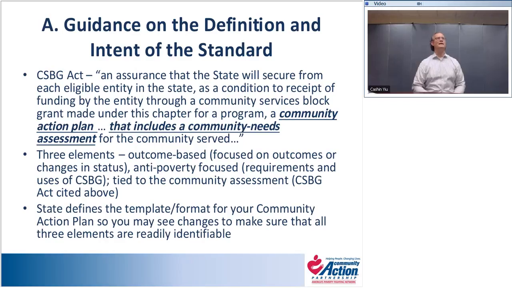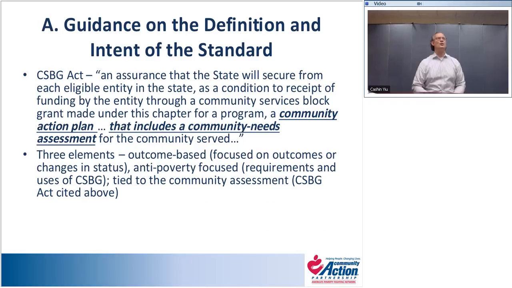So according to the CSBG Act, an assurance that the state will secure from each eligible entity in the state as a condition to receipt of funding by the entity through a community services block grant made under this chapter for the program, a community action plan that includes a community needs assessment for the community served, will be provided. So typically agencies fill out the template for their community action plan, submit it to the state office, but again, that's required by the CSBG Act.